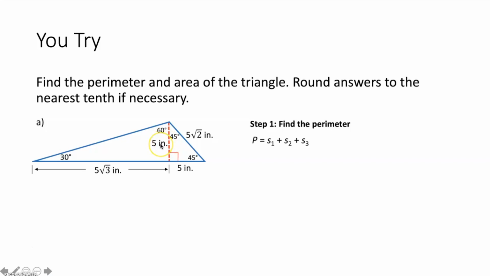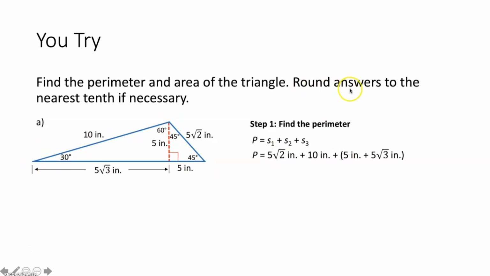The short leg times 2 gives you the hypotenuse, the side opposite your 90 degree angle. So if I multiply this short leg by 2, I end up getting 10 inches, which is going to be the length of my hypotenuse over here. Now I have the length of all three sides in this triangle, so I can add those together. I have 10 inches plus 5 radical 2 inches plus 5 radical 3 inches.